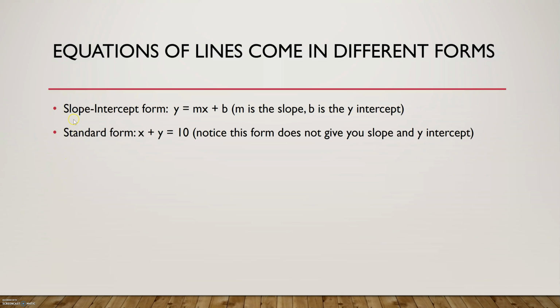The first form is slope-intercept form, which is y equals mx plus b, where m is the slope and b is the y-intercept. So m is going to tell you how steep the line is, and b is going to tell you where the line is crossing the y-axis.